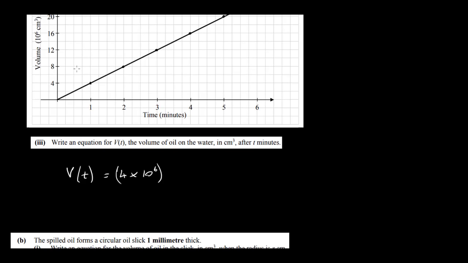So our volume after t minutes is going to be 4 by 10 to the power of 6. Remember, this is what occurs every minute, so we just have to multiply that by t. So this is our formula for the volume of oil on the water in centimeters cubed after t minutes.